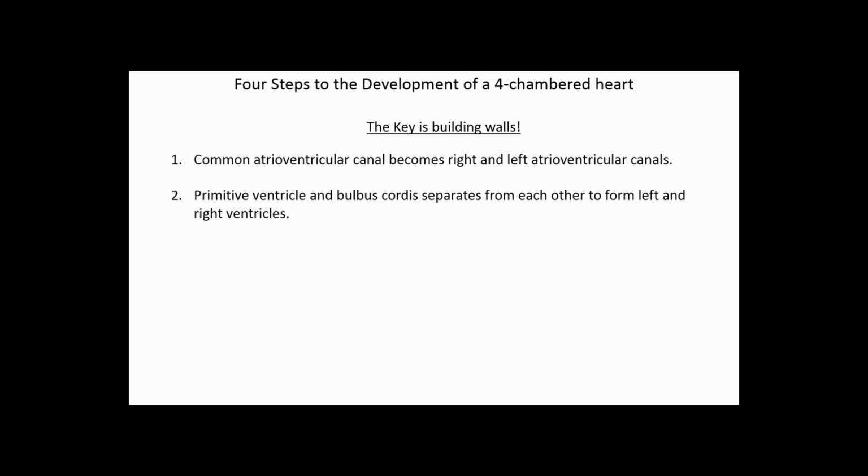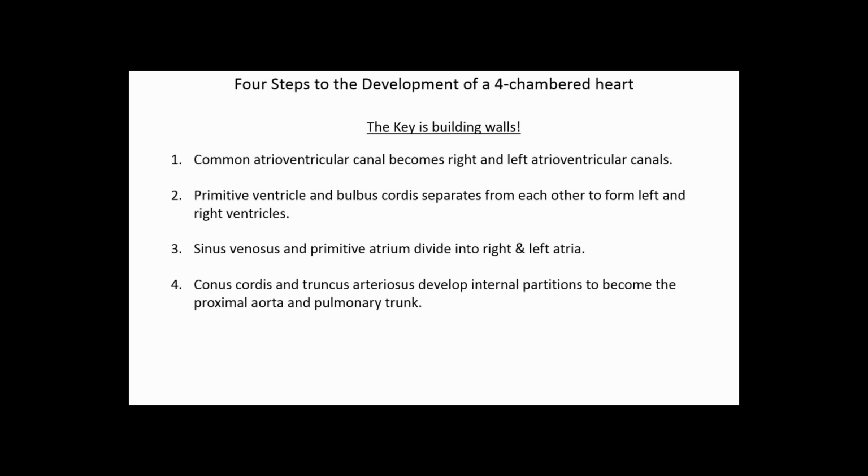Next up, we have to separate the primitive ventricle from the bulbus cordis so that we have a left and a right ventricle. We have to separate the sinus venosus and primitive atrium into a right and a left atrium to correspond to the right and left ventricle. And lastly, we have to get the blood out of the heart somehow, so the conus cordis and truncus arteriosus have to partition themselves and come into association with both the left ventricle and the bulbus cordis to make the left and right ventricles' outflow tracts actually work as the aorta and the pulmonary trunk.